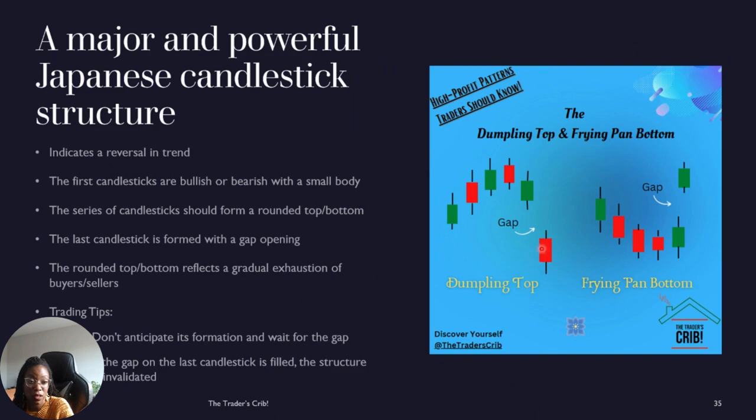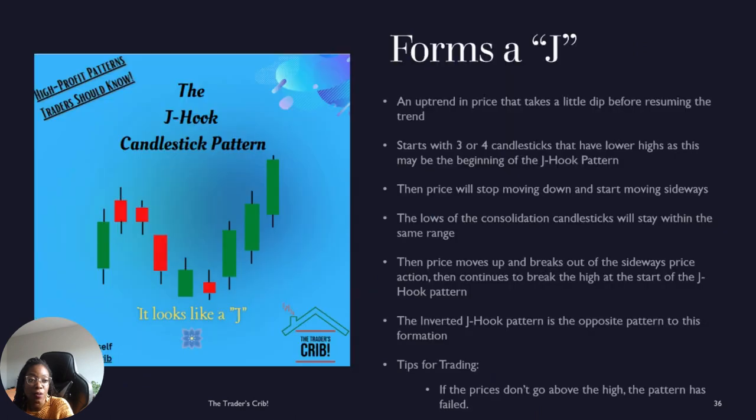Next up, we have the tweezer tops and the tweezer bottoms. Then after that, we have the dumpling top and the frying pan bottom. It's kind of like a tasuki gap, but with a little bit more candles in it. Price is rising up in the dumpling top, and then price starts to kind of curve and descend down. And then price gaps down. This gap down further signals that price has reversed and is going to continue trading down.